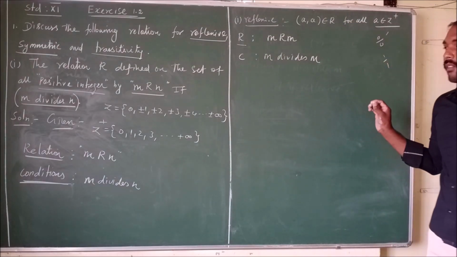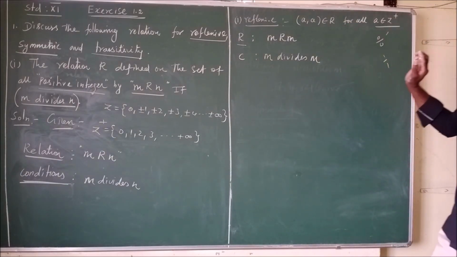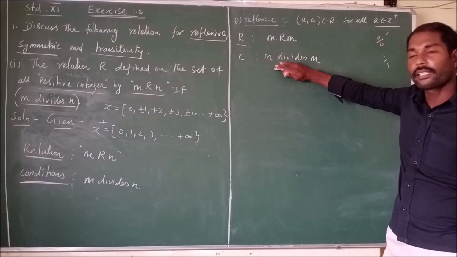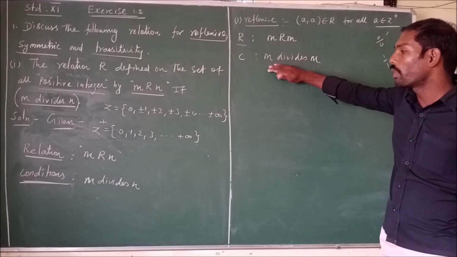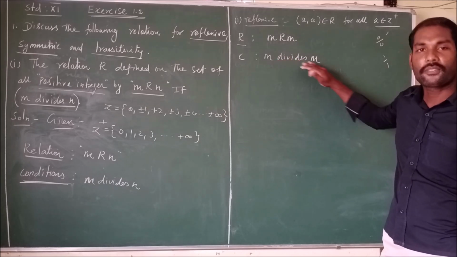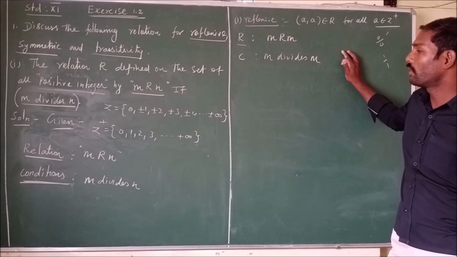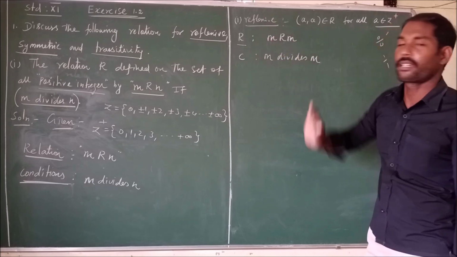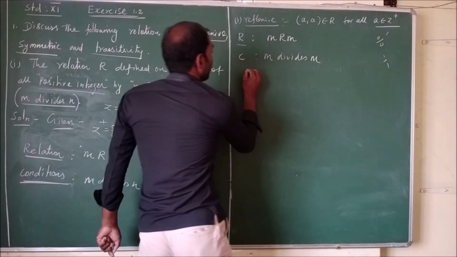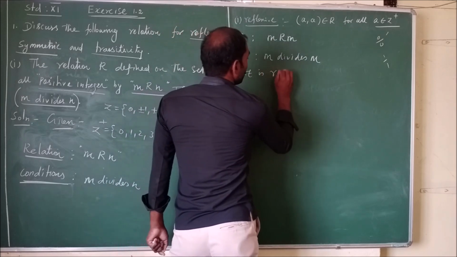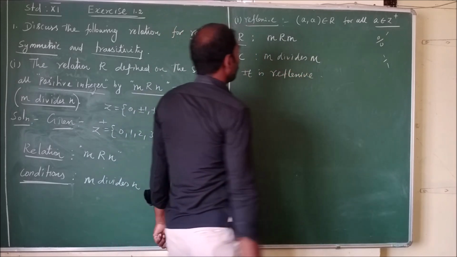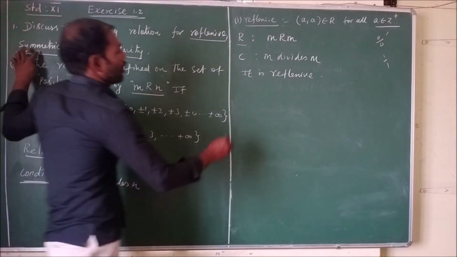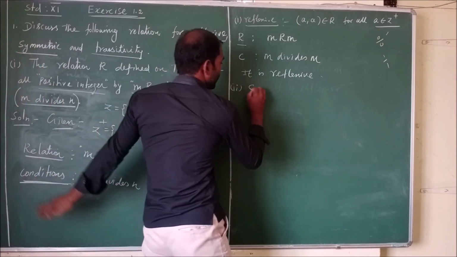It is clear that all elements of Z plus satisfy this condition: m divides n, 2 divides 2, 3 divides 3, 5 divides 5. So hence the given relation is a reflexive relation. So the first one is reflexive. Second, check whether it is symmetric or not.